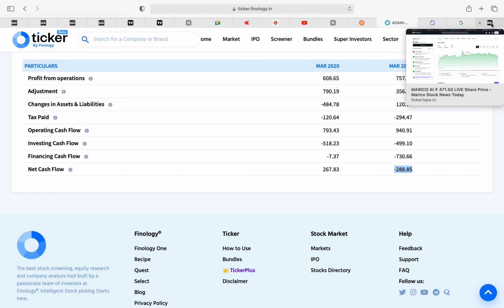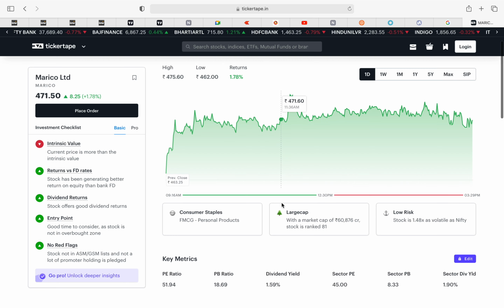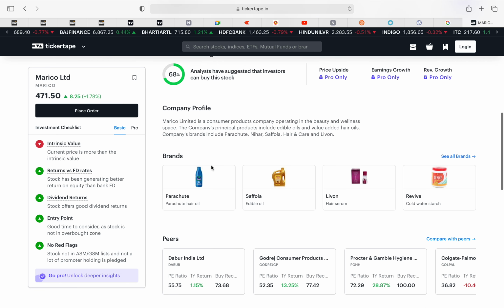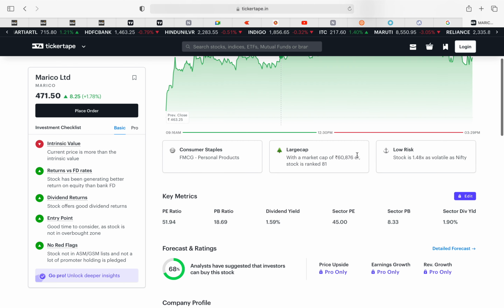Let's see other companies doing the same business. There are two of them. One is Marico. You must be aware of Marico, the Saffola oil which you use, and the other is HUL, that is Hindustan Unilever. Here is the comparison with Marico which I'm going to give you. Marico is a famous company producing Parachute oil, Saffola, Livon, Revive. You must have heard about these from Marico. Marico has a PE of 51.9, and note that the market cap of Marico is 60,876 crore.